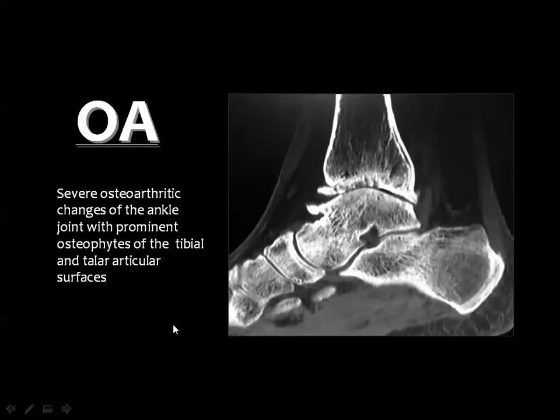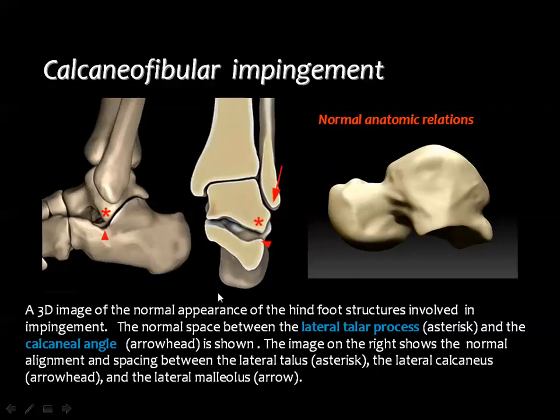And this is a case of severe osteoarthritis of the ankle joint that has resulted in very prominent osteophytic lipping. This will also lead to anterior ankle impingement, and the ankle impingement here is secondary to these osteoarthritic changes. Now we came to the calcaneofibular impingement, and normally you can see that the talus is interposed between the fibula and the calcaneus. And in normal conditions, there is no direct contact between the fibula and the calcaneus.